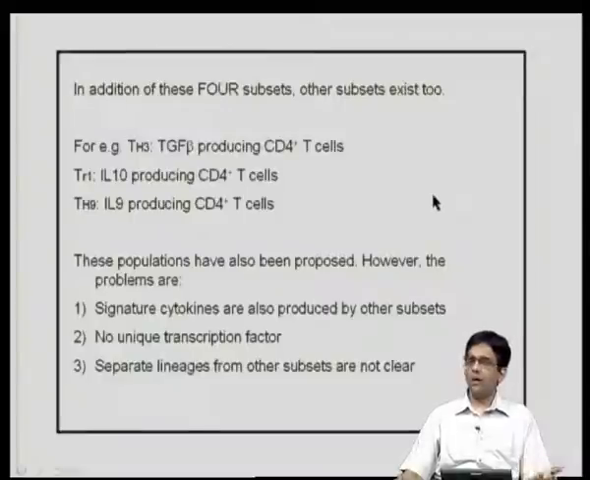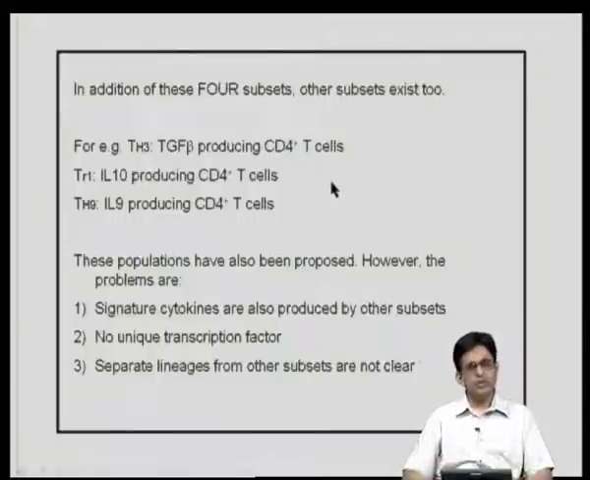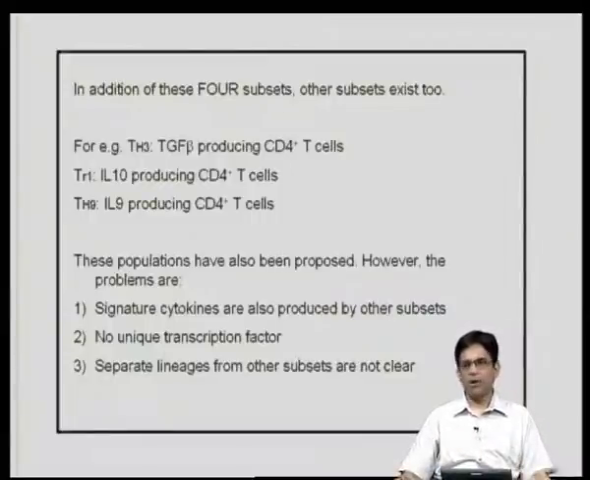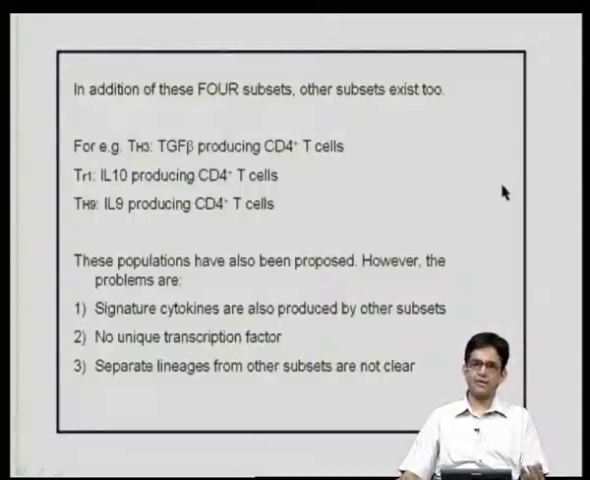You have other ones like Th3, which are TGF beta producing CD4 positive cells. You have TR1, which is the IL-10 producing CD4 positive cells. You have Th9, which is the IL-9 producing CD4 positive cells. These populations have been proposed. However, in terms of clear subsets, there is a problem because the signature cytokines are produced by other subsets too, there is no unique transcription factor associated with them, and the separate lineages for these are not yet clear. Perhaps further studies are required, but for now we will study the main 4 sets.